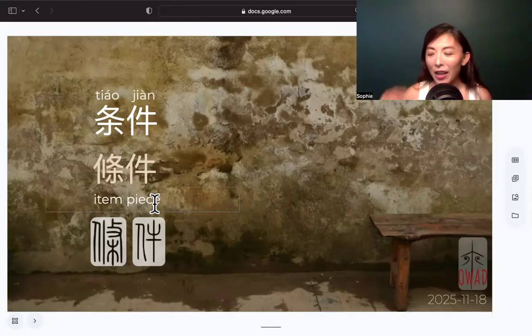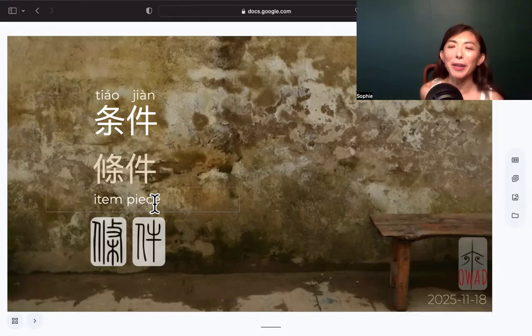And 件, we use 件 a lot, like a piece of, 一件事, a piece of thing. We cannot say a thing or a story or an occurrence. We have to say a piece of occurrence. That's quite a unique phenomenon of Chinese. We have to be very unit-of-measurement conscious.